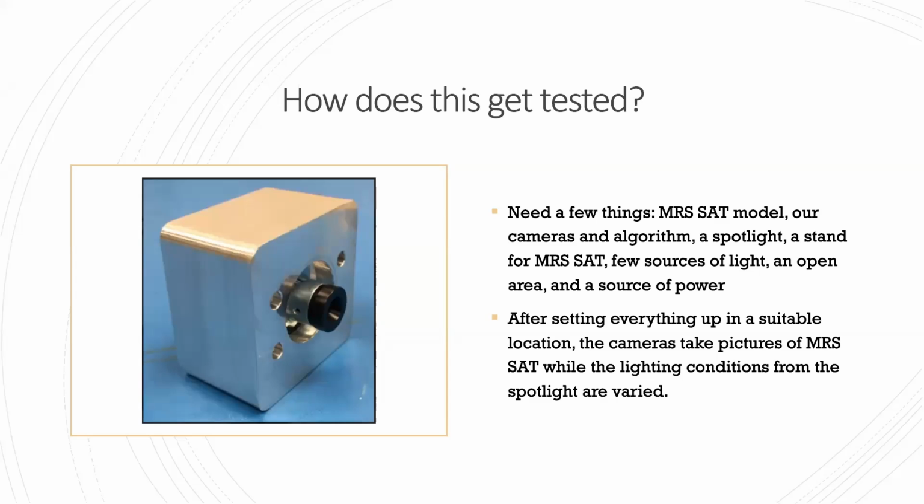So after we get everything set up in a suitable location, we're going to have Mississat set up on our stand. We're going to have our cameras pointed at her. Then we will have our spotlight in different locations around the area, pointing at Mississat to simulate different sun positions.